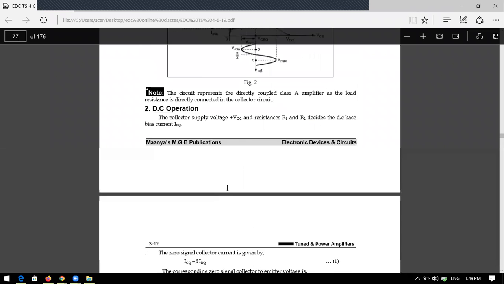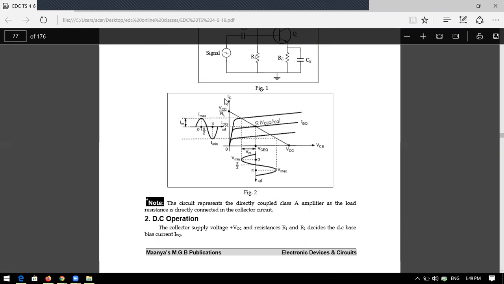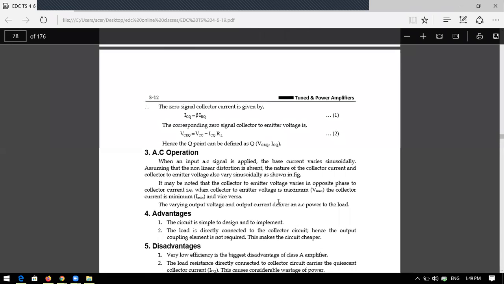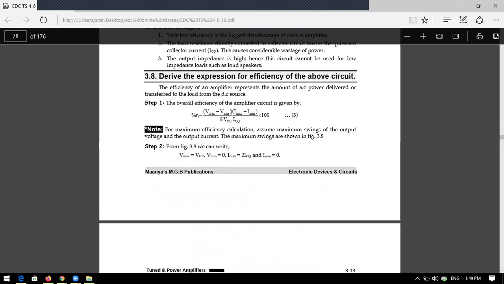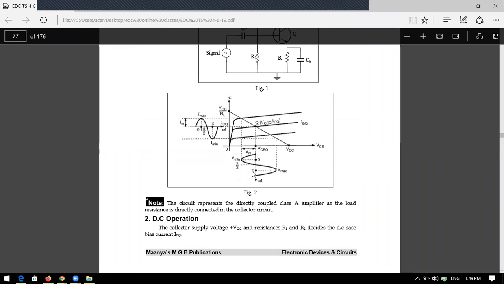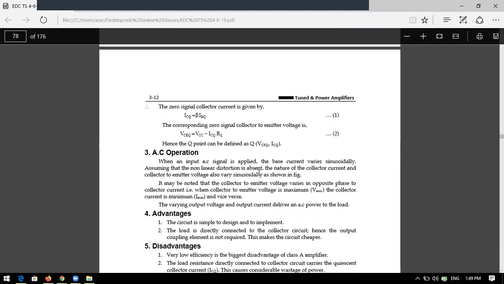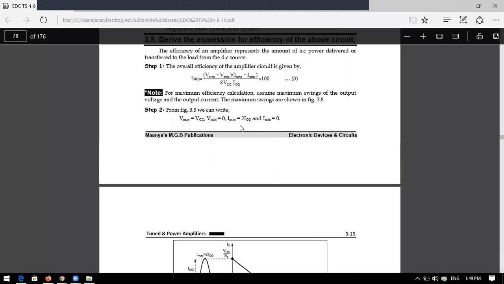So what is the Vmax? The Vmax can be concluded from the DC load characteristics. Vmax is VCC, the maximum voltage you can apply. What is the Imax? It is ICQ plus ICQ, that is 2 times ICQ. The Imin is 0, and the Vmin is 0.